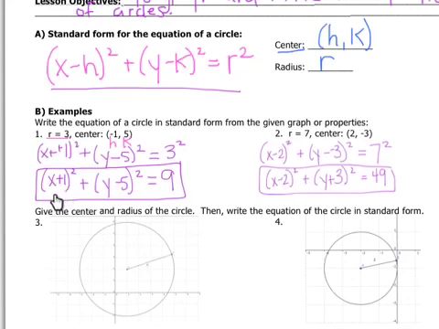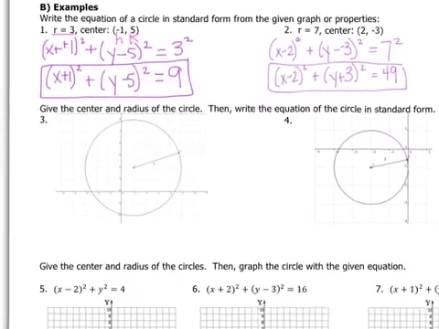In the equation, it's x plus 1 and y minus 5. Same thing here. The coordinates of the center were 2, negative 3. In the equation, it's x minus 2 and y plus 3. Okay, so kind of keep that in your head.